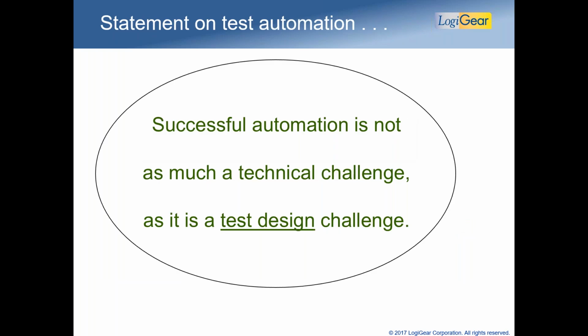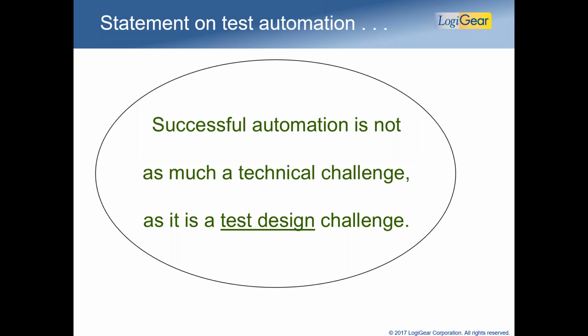And so the statement is, successful automation is not as much a technical challenge as it is a test design challenge. Occasionally, it is a technical challenge. If you have a third-party control on your screen that your test tool doesn't understand, or you have a Flash control in a web page, sometimes it can become very technical. But ideally, that's only for a short amount of time. You fix that technical problem, and then once that is fixed, you can go back to your test design and focus on the test design.